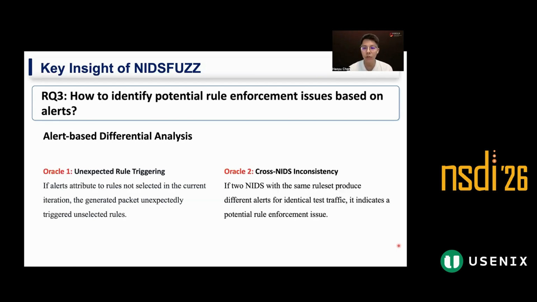After alignment, we still need oracles. Oracles are some criterion that tells us whether a given alert pattern indicates a rule enforcement issue. We use a differential checking approach. We deploy multiple NIDS in our experiments, all loaded with semantically identical rule sets. We feed them the same test traffic, and then we look for inconsistencies.